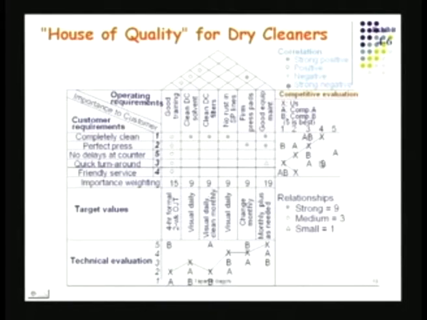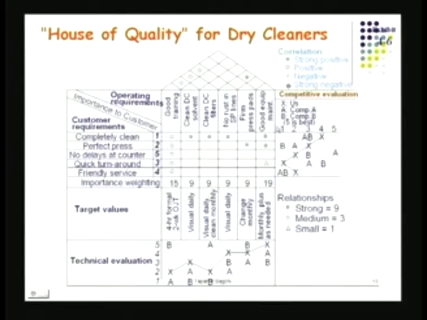And on this side now, I do a comparison. I look at my competition. There are two competitors, competition A and competition B. And I rank on a scale of 1 to 5. 5 is the best, 1 is the worst. Where are A and B in regard to meeting this requirement?